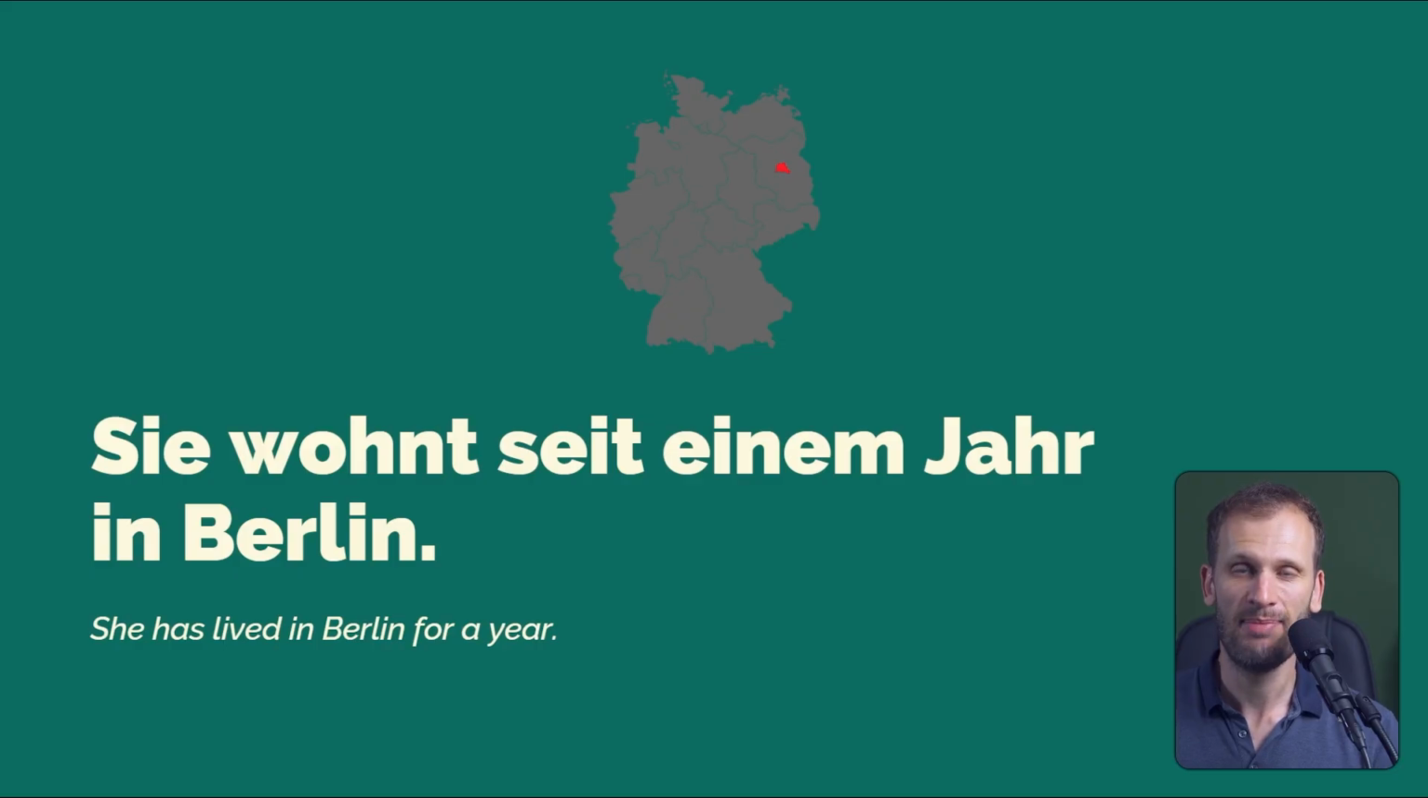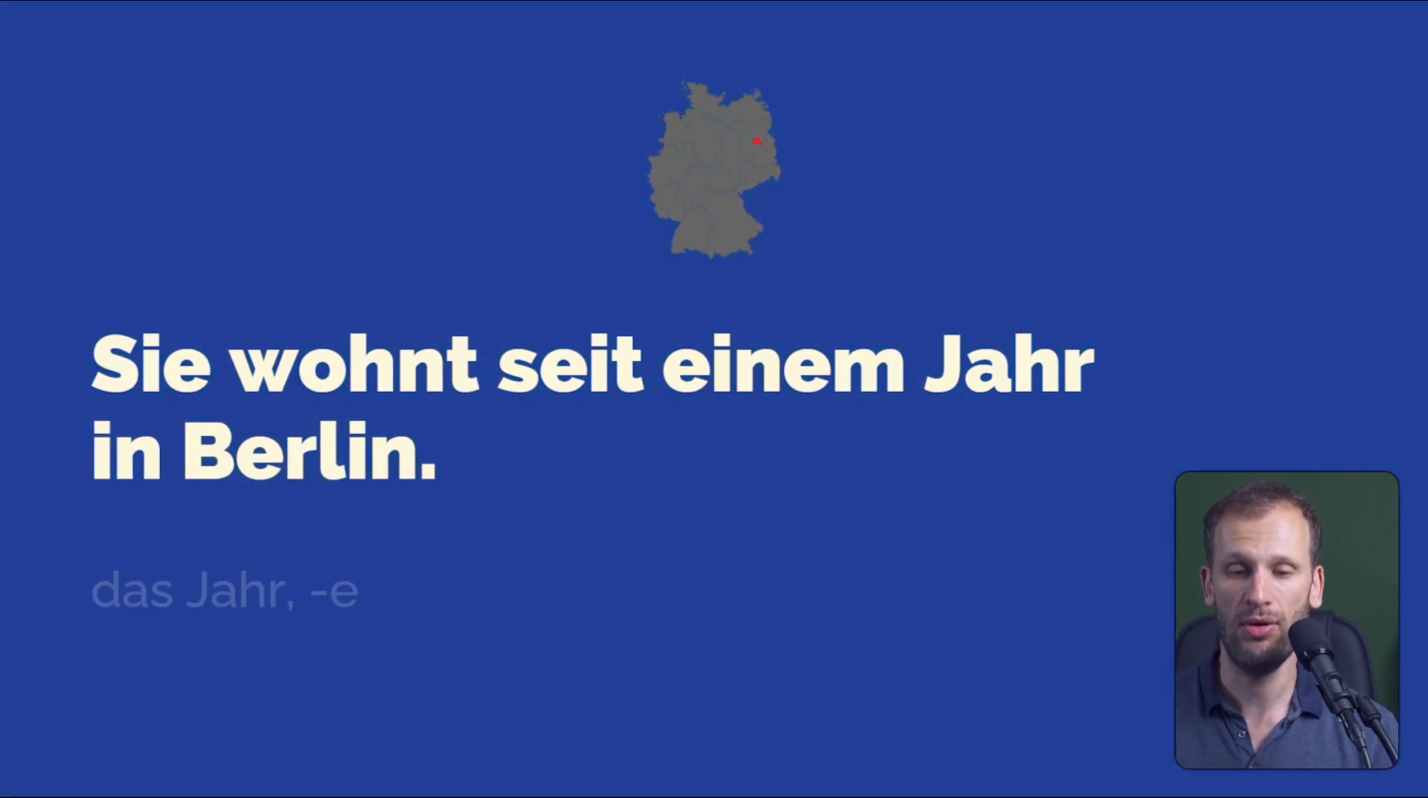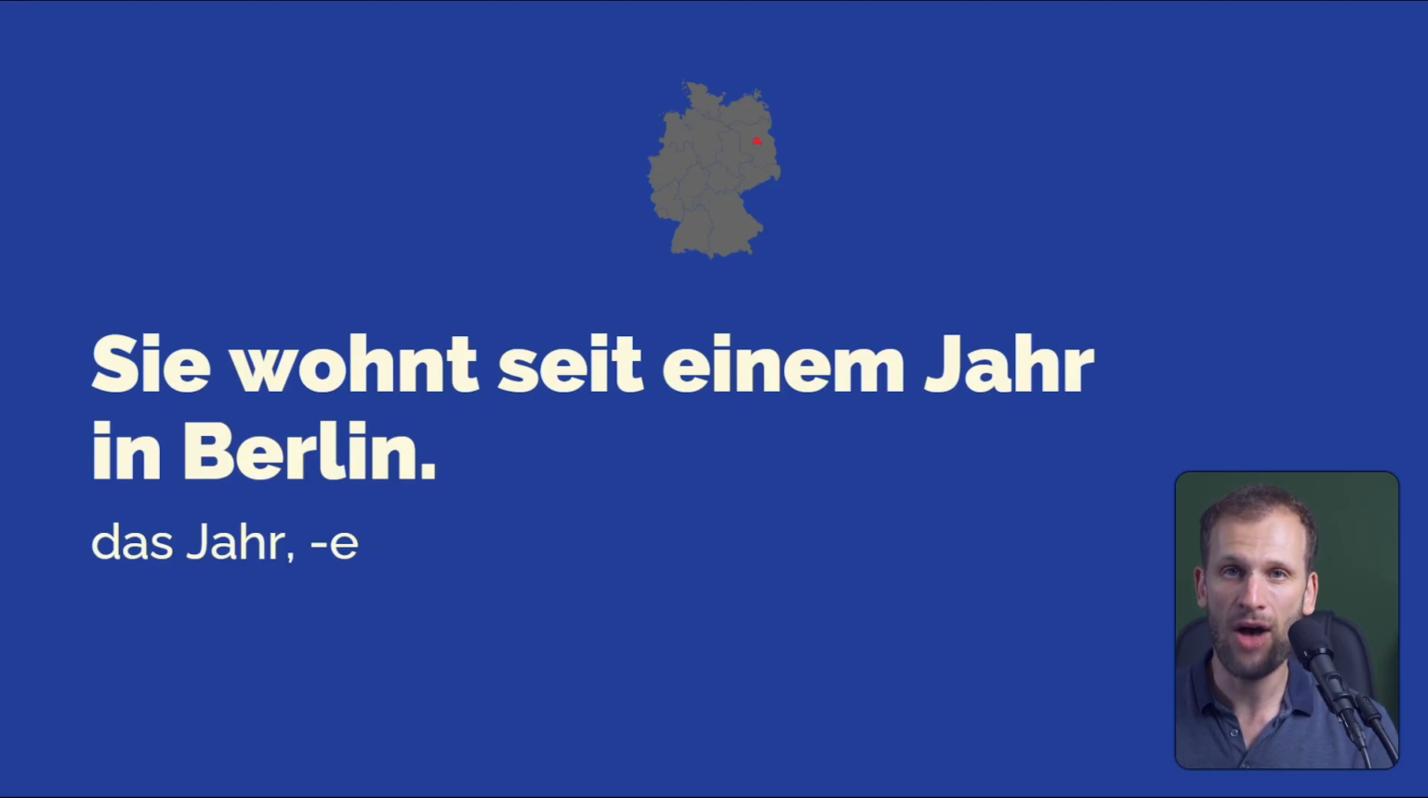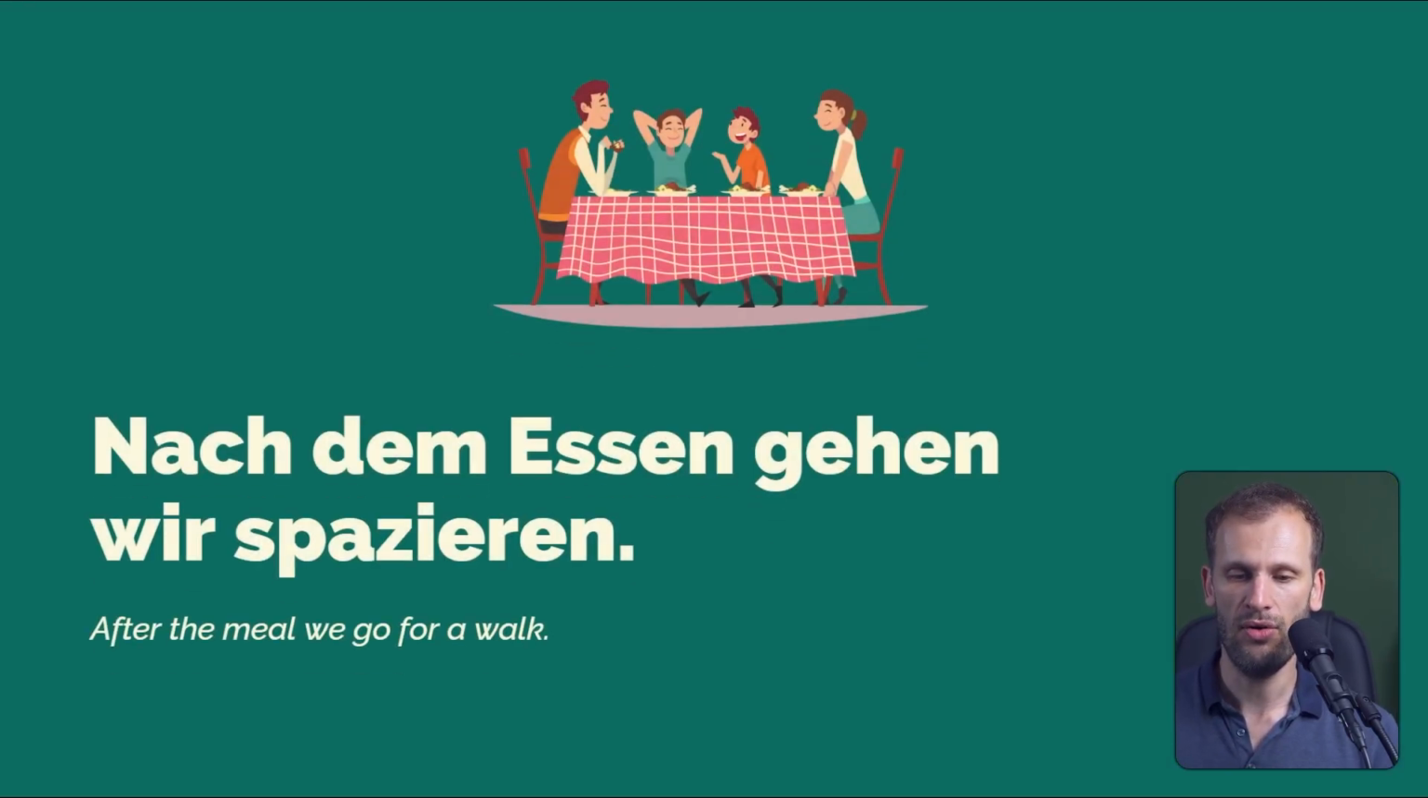What about she has been living in Berlin for 2 years? Well, in this case we have the plural form, so it's das Jahr. For the plural, die Jahre, so we have to add an E. But what happens for the dative plural? The noun also gets something. The noun gets an N. So, sie wohnt seit 2 Jahren in Berlin. Seit plus dative.